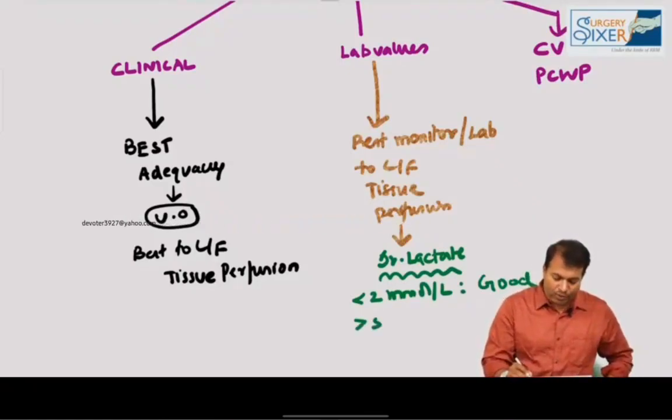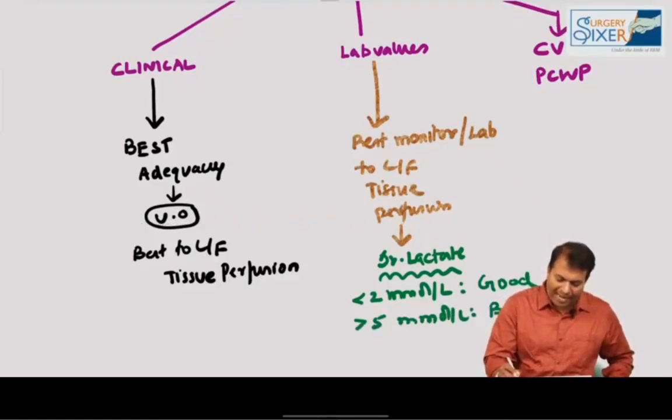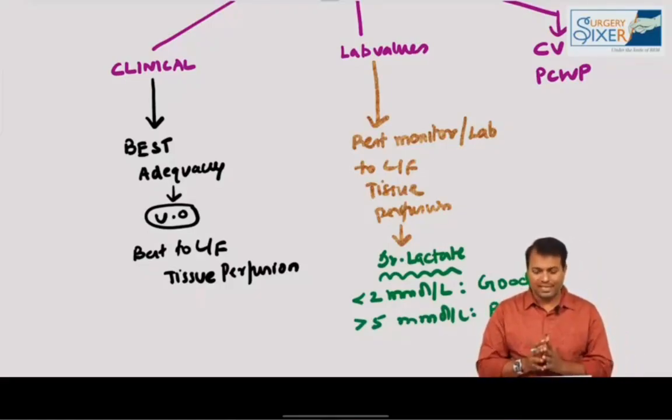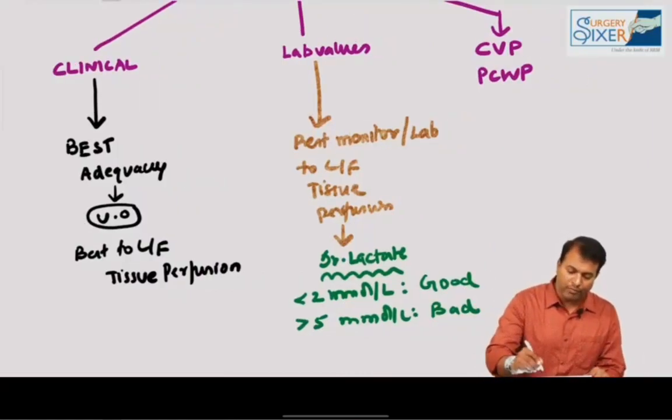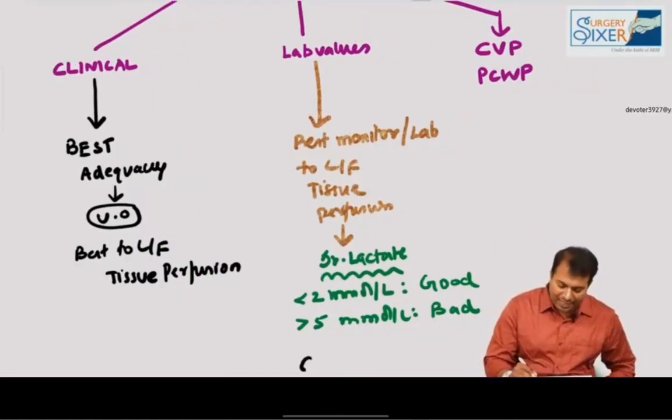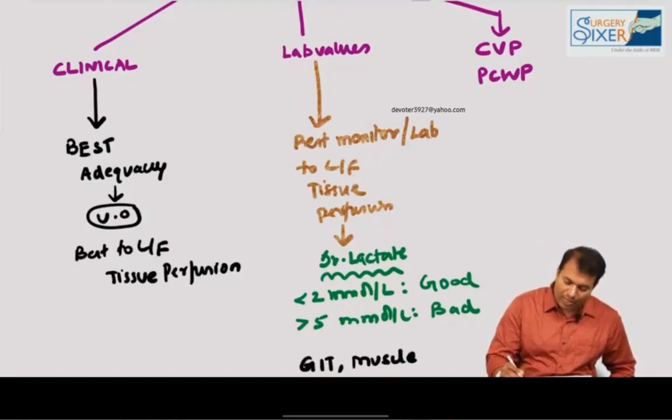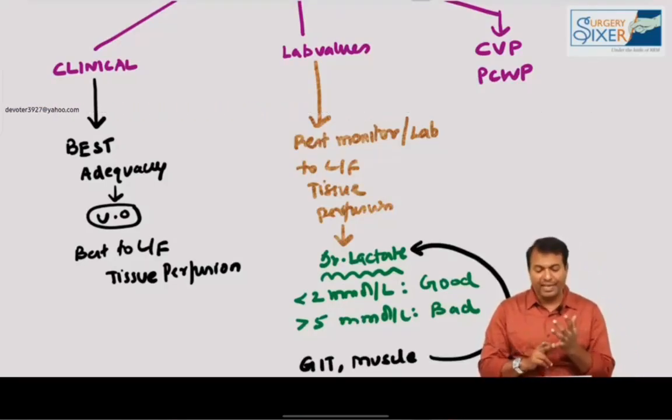If it is more than 5 millimoles per liter, you have done a bad resuscitation for them. So less than 2 millimoles per liter is good resuscitation done; more than 5 millimoles per liter, bad resuscitation done by you. Please don't forget, this is another important value for tissue perfusion. There is again another question: the best method to monitor GIT and muscle perfusion is also serum lactate level.